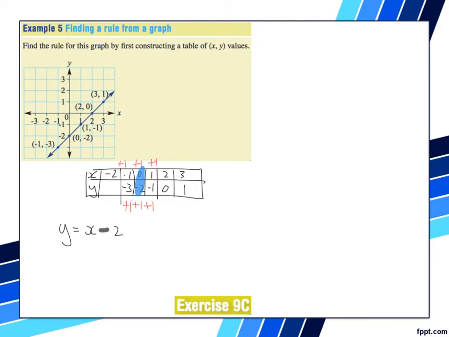So y equals x take away 2. Go to exercise 9C, do the questions according to your textbook, and ask your teacher for any questions.